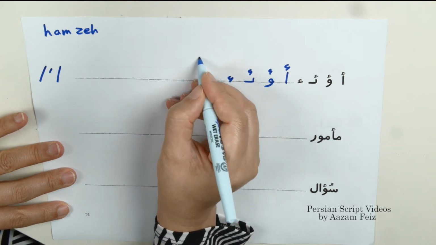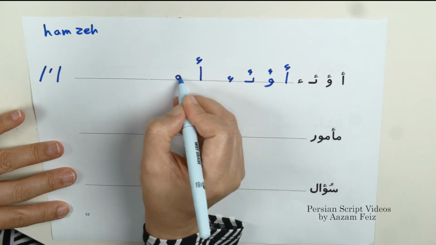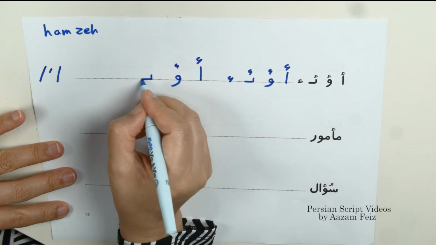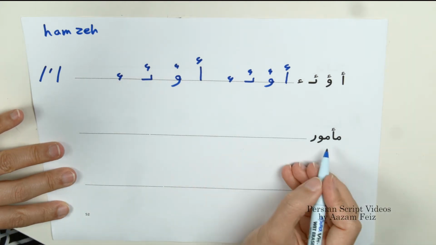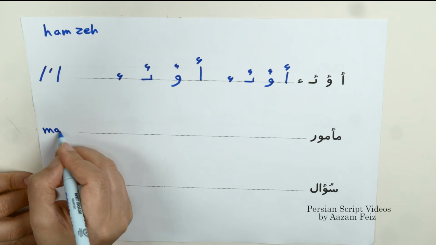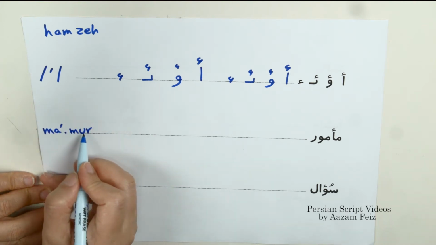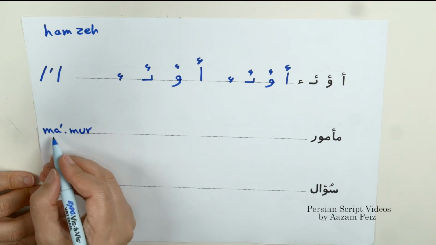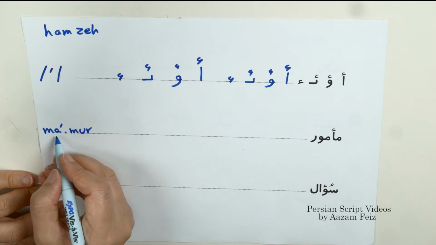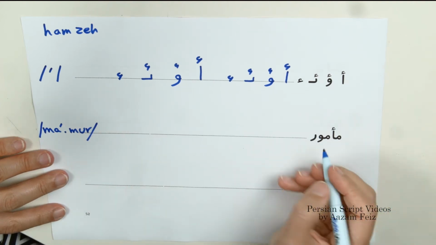So hamzeh at the beginning, on alif, on vav, and here, and at the end. The first word is ma'mur. Ma'mur. Some people say ma'mur, some say ma'mur or ma'mur. Ma'mur means police officer.